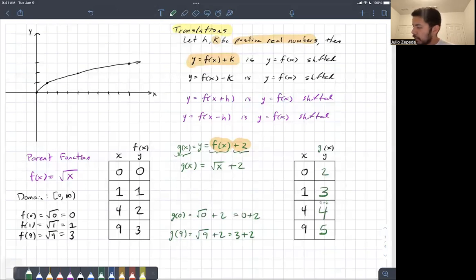Let me graph these 4 points. 0, 2, 1, 3, 4, 4, and then 5, 6, 7, 8, 9. 1, 2, 3, and that is 4, 5. Okay, here is g of x. Our first function was f of x.